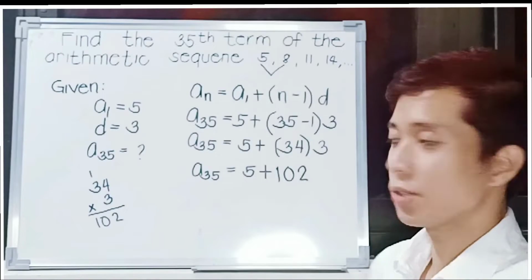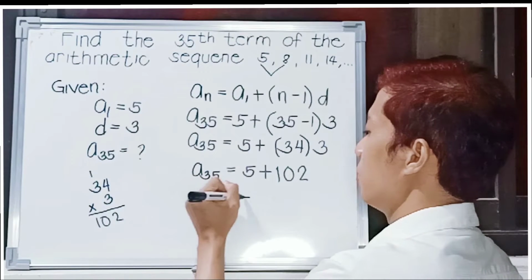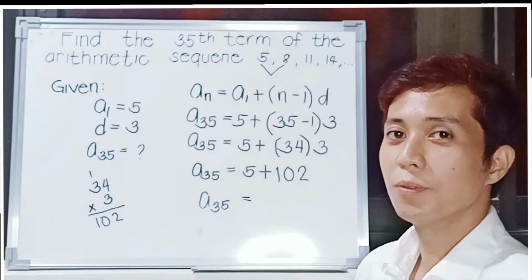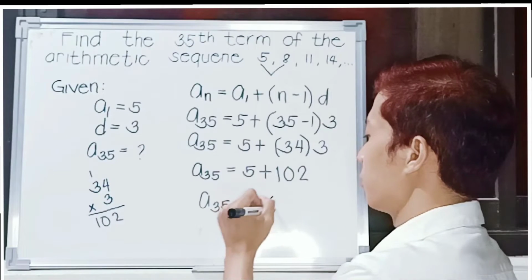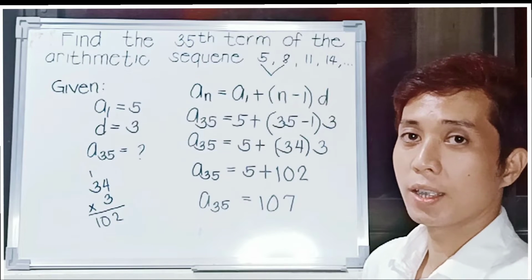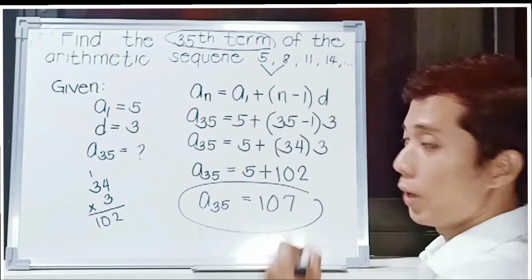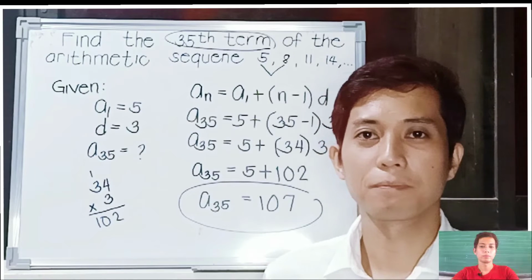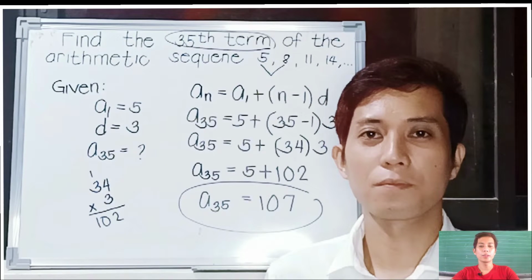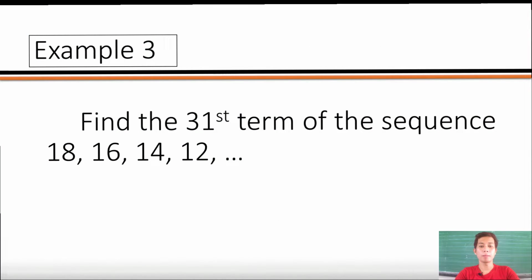The last step is to add these two numbers. So a sub 35 is equal to 5 plus 102, which is equal to 107. Therefore, a sub 35 is equal to 107. The 35th term of our sequence is 107. I do hope that you can still follow our discussion on arithmetic sequence. So let's take our third example. I'll give you time to analyze our problem.